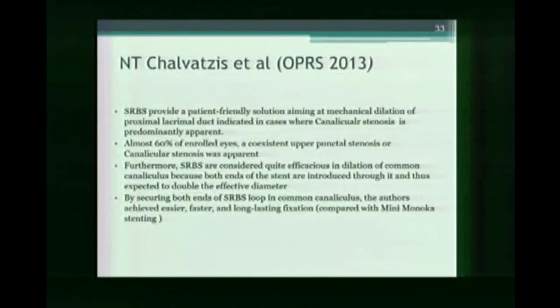They mentioned that the self-retaining bicanalicular stent is a patient-friendly solution, and it aims at mechanical dilatation. It usually addresses both the canalicular stenosis and the common canaliculus as well. They noticed this also in their study, as 60% of their enrolled eyes had an upper punctal stenosis or canalicular stenosis as well. So they concluded that the self-retaining bicanalicular stent was an effective way of dilating the common canaliculus and both ends of the canaliculi.